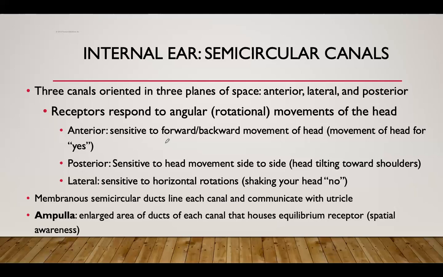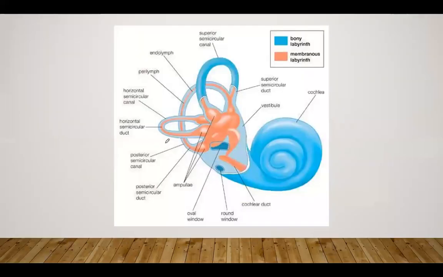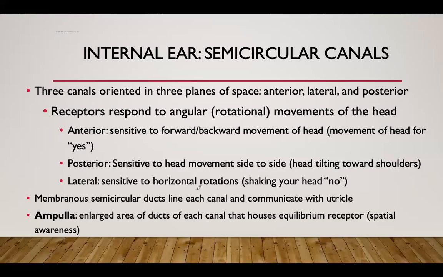Now, at the ends of your semicircular canals, you have these enlargements called the ampulla, and I'll just show you quickly what the ampulla looks like. So these are the enlargements that you see at the end, called the ampulla. They do house equilibrium receptors, which is essential for spatial awareness.